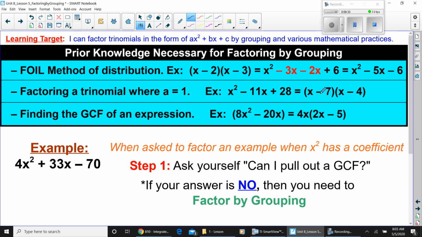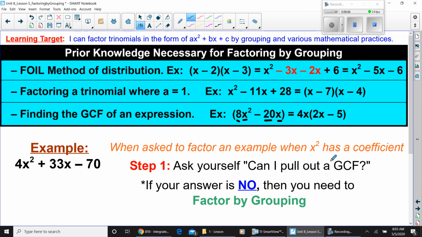But when there's an a that is greater than 1, sometimes you would have trouble. Taking a look at the example, there is no greatest common factor you could even pull out. In this one over here, in this example, there is a greatest common factor that you could pull out. 4 is the number that is the greatest common factor that goes into 8 and 20. And also, both of these terms have an x that you could pull out.